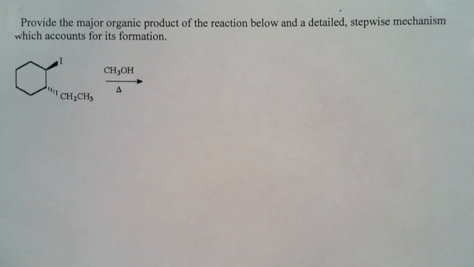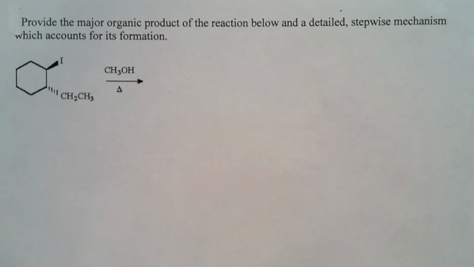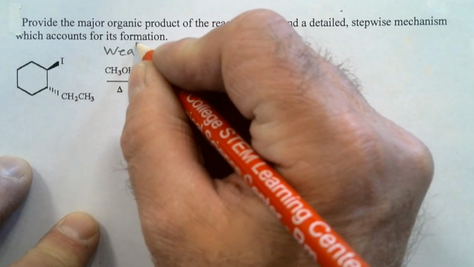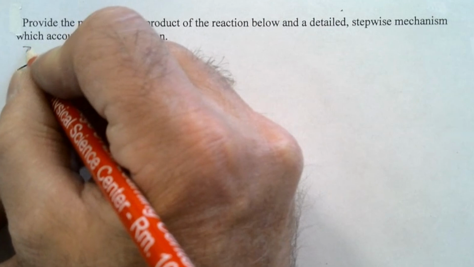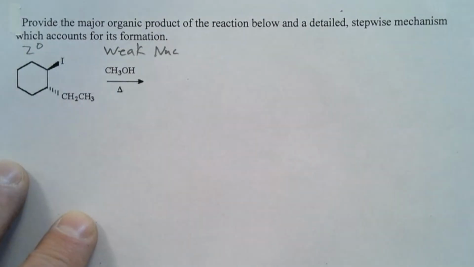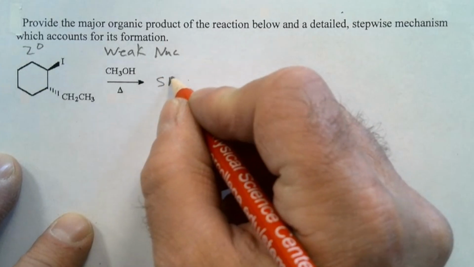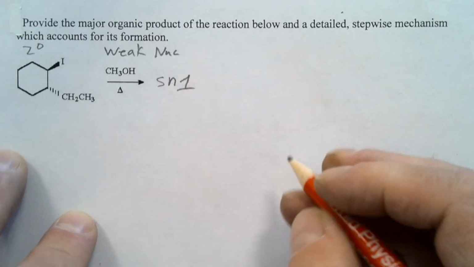You don't have this mechanism on your exam tomorrow, but this will be good for the final and probably chapter 7, because Sn1, Sn2, E1 and E2 are all possibilities. And so I'm going to say this is a weak nuke and a secondary alkyl halide, so this is going to be an Sn1 event.